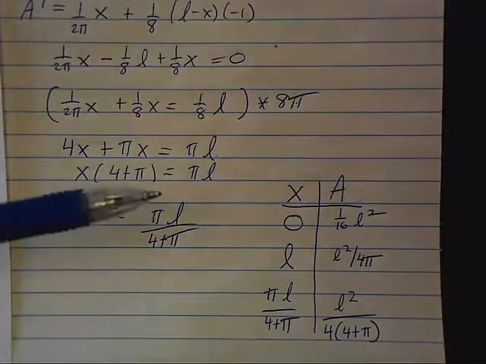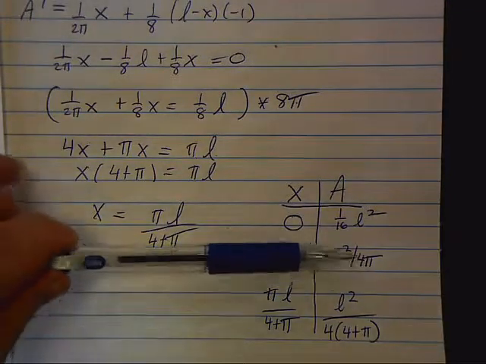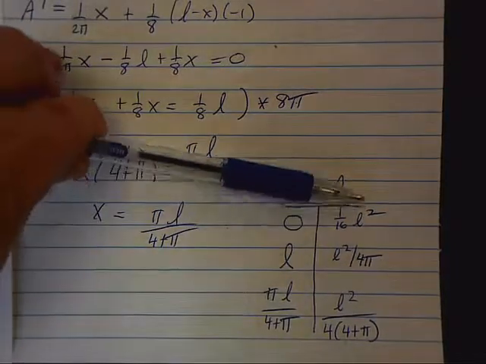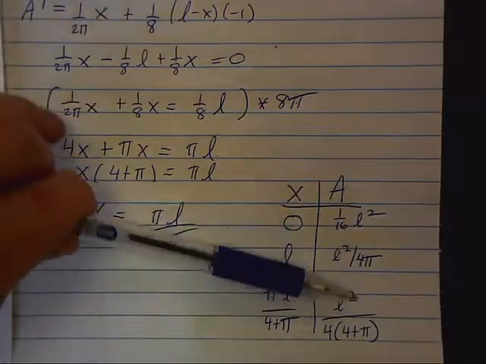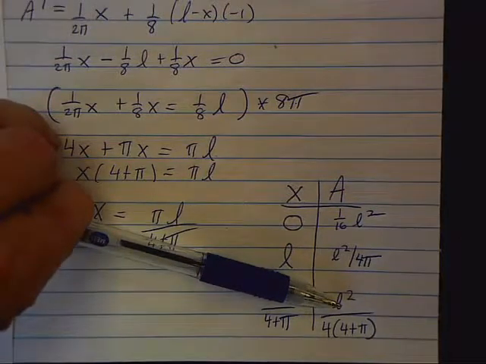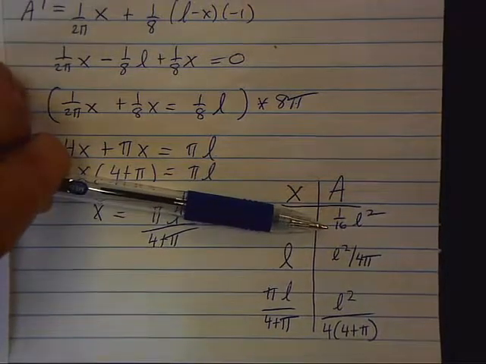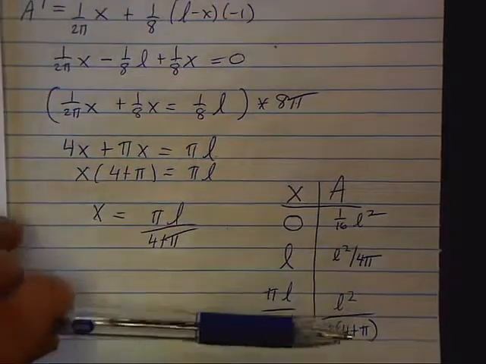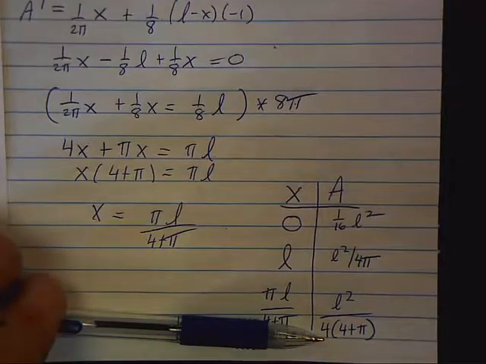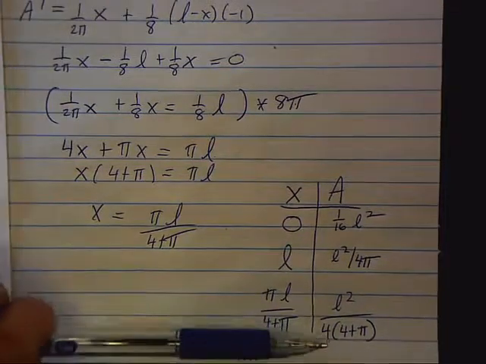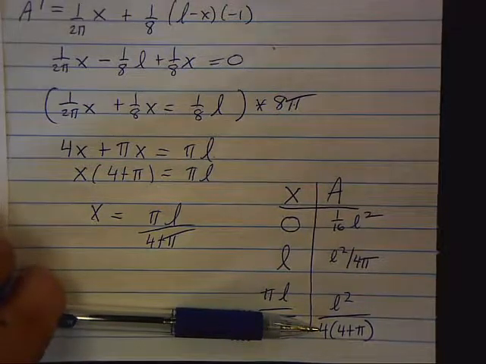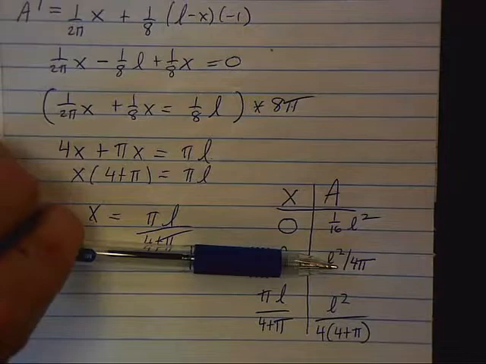You're telling me this one is the largest? Because notice they all have L squared on top. So all we really need to do is look at the bottoms. This one has 16 on the bottom. This one has about 12 on the bottom. And this one has 16 plus 4 pi. So this one has the biggest bottom, which means this one is the smallest. This one has the smallest bottom, which means this one's the biggest.